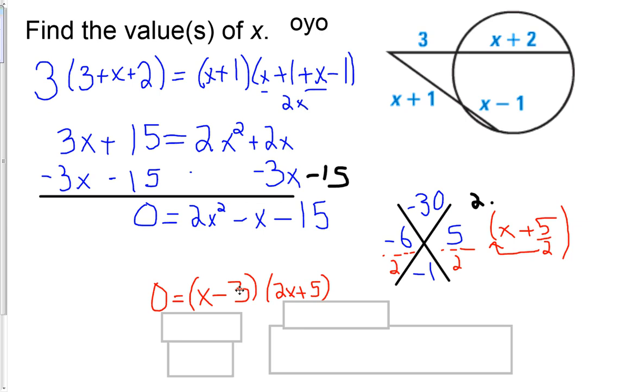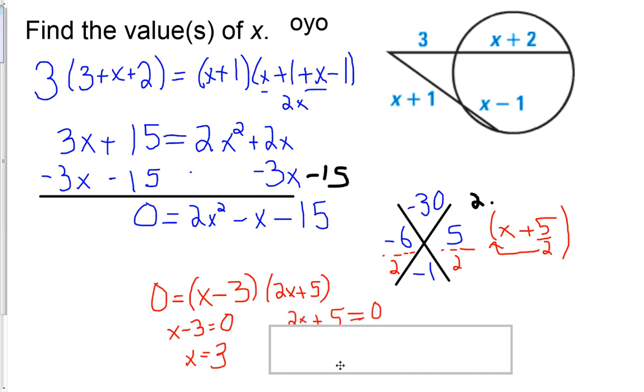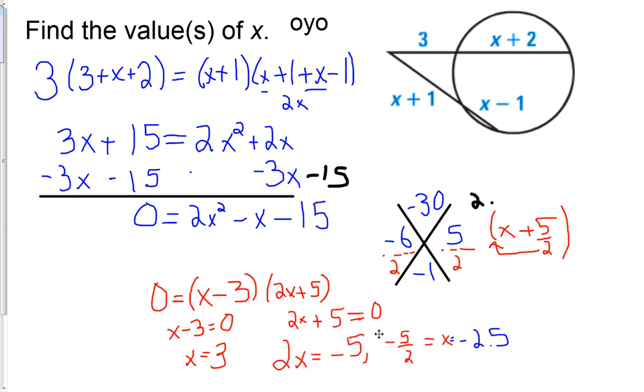And then, solving by setting each piece equal to 0. X minus 3 is 0, plus 3 to both sides, x is 3. 2x plus 5 is 0, minus 5 to both sides, and divide by 2. X is minus 5 halves, which is minus 2.5.